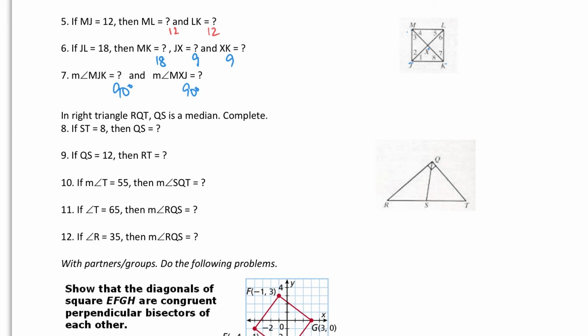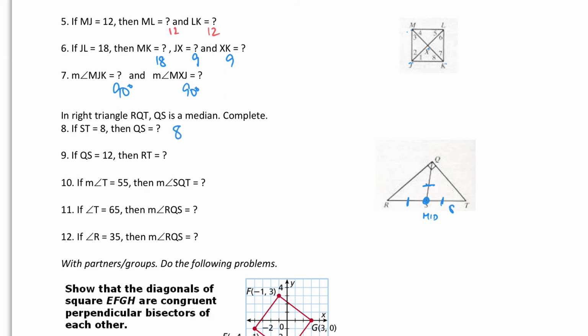All right, next over here, this is a right triangle, RQT, and QS is a median. That means it goes to the midpoint here, right? So we just learned that this piece will be congruent to that piece, which will be congruent to that piece, because the vertices from the midpoint of a right triangle are congruent. So if S to T is 8, then Q to S will also be 8.